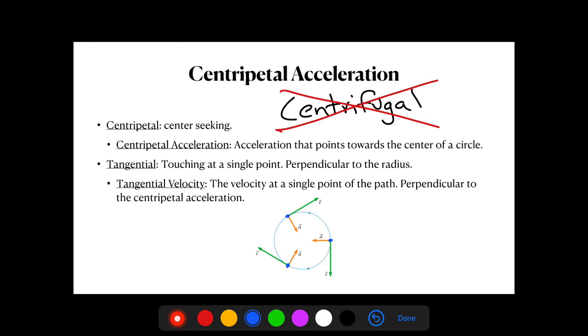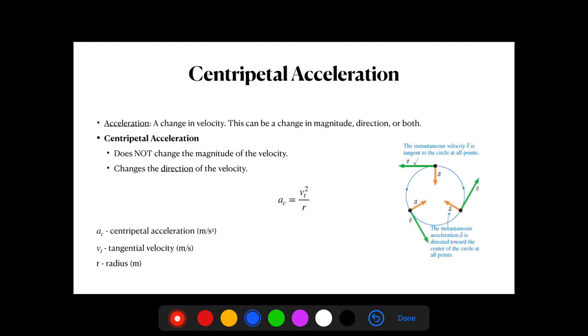So the key things that we need to remember: centripetal acceleration points towards the center of a circle, always. Tangential velocity is the velocity at a single point of that path, and it is perpendicular to the centripetal acceleration, okay? So, moving on. Let's talk a little bit about acceleration, kind of a review here, all right?